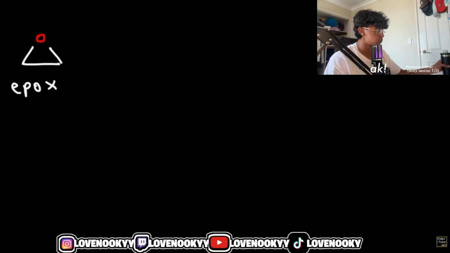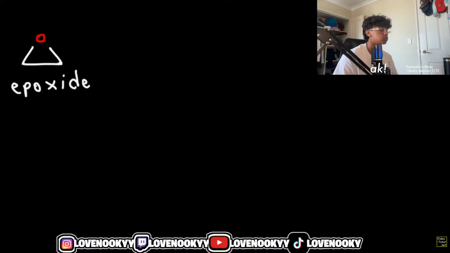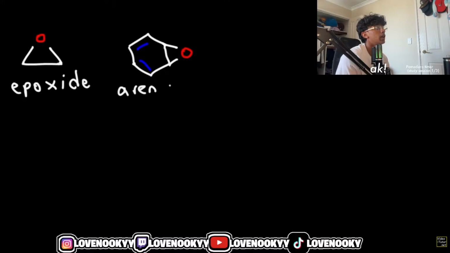Now, what if we have a 3-atom ring with oxygen? This is called an epoxide. It looks like an ether, but it's in a ring instead. If that is an epoxide, what is this? So this is called an arene oxide, also known as benzene oxide.